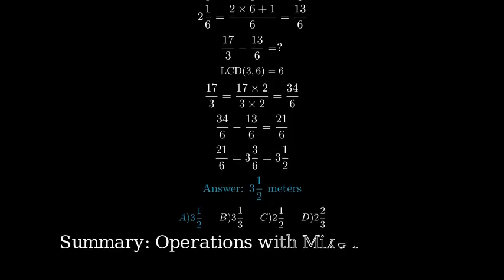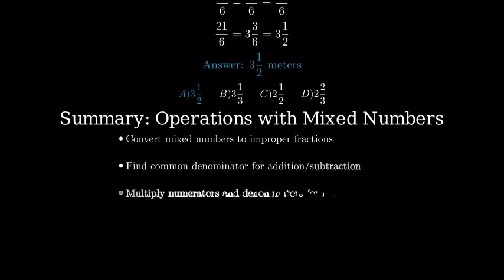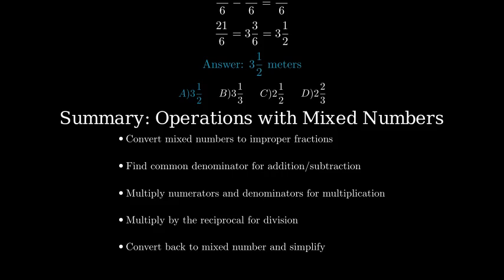Great job! Let's summarize what we've learned about operations with mixed numbers. First, convert mixed numbers to improper fractions. Second, for addition and subtraction, find a common denominator. Third, for multiplication, multiply numerators and multiply denominators. Fourth, for division, multiply by the reciprocal of the divisor. And finally, convert your answer back to a mixed number if needed, and simplify.